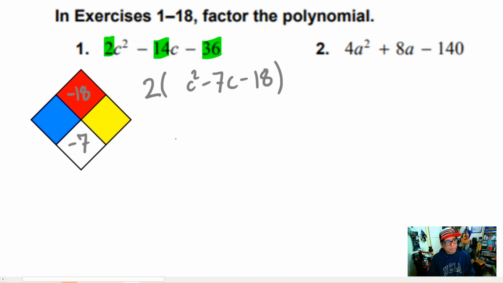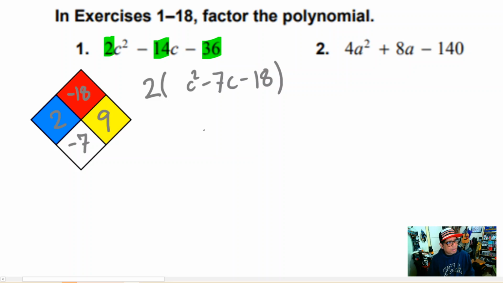And we'll need two numbers that multiply to make negative 18 and subtract to make negative 7. So what are the factors of 18? Well, we have 1 and 18, and if we subtract them, we get 17. So this one's wrong. We also have 2 and 9, and if we subtract them, we get 7, which is perfect. So we need to put a 2 and 9 in blue and yellow.